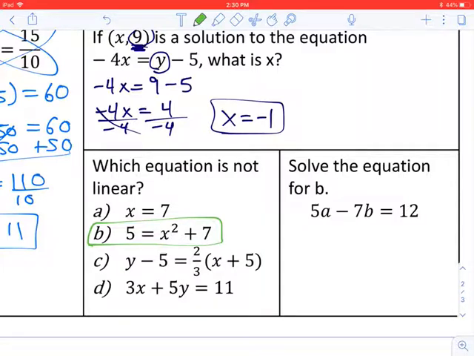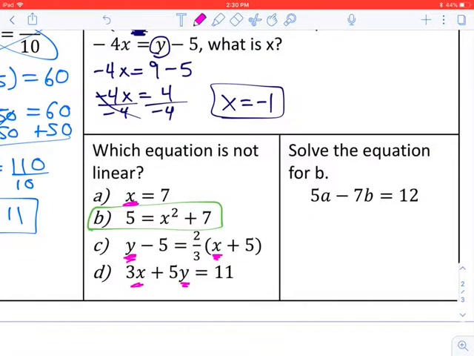Okay? So look at your x and y. If it's just x, that's okay. Just y, that's okay. Just x, just y. This is not just x. This is x squared. So that's the one that sticks out. Okay? And our last one, solve for b.